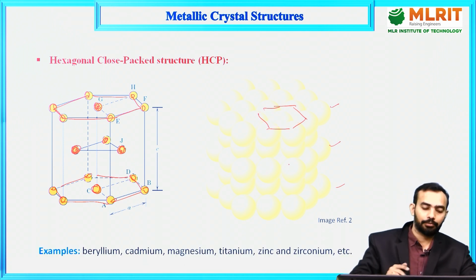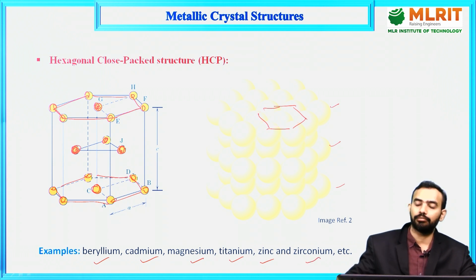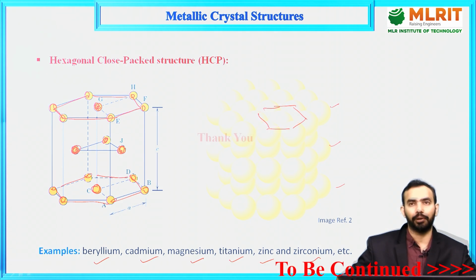Some examples of metals that possess this hexagonal structure are beryllium, cadmium, magnesium, titanium, zinc, zirconium. All these metals possess this HCP structure, hexagonal close pack structure. So we have discussed the simple cubic structure with its example, the only metal. Thank you.